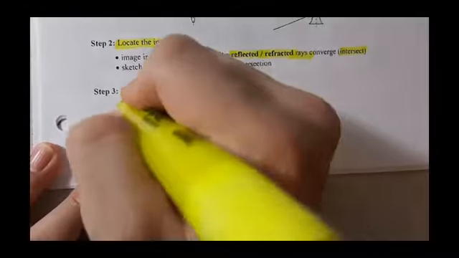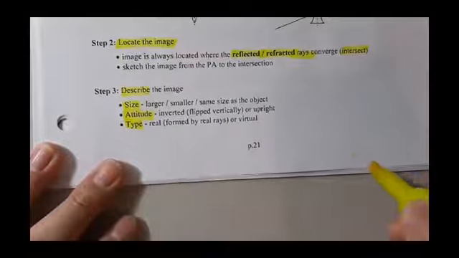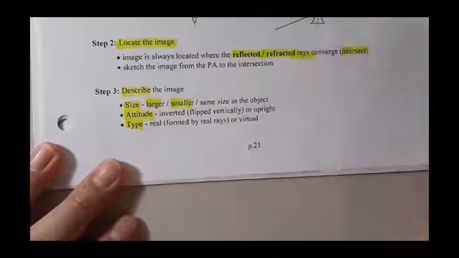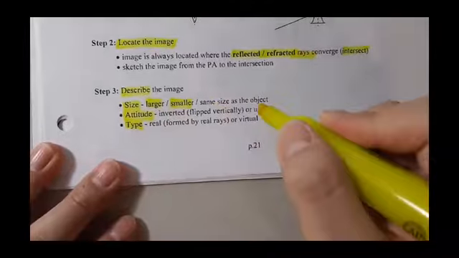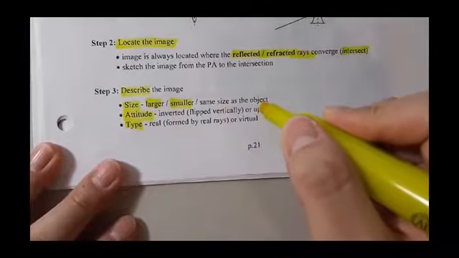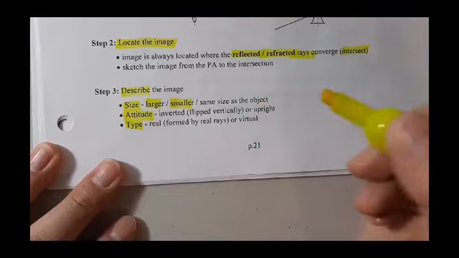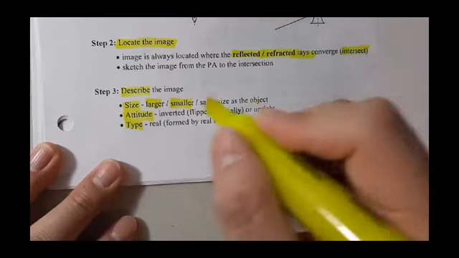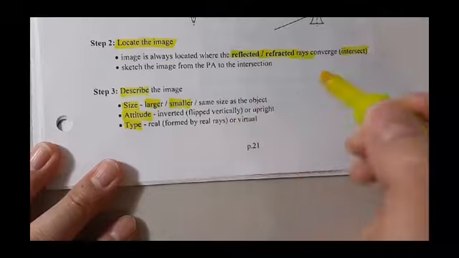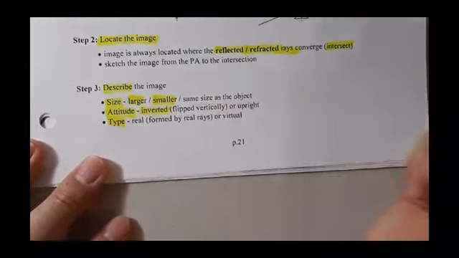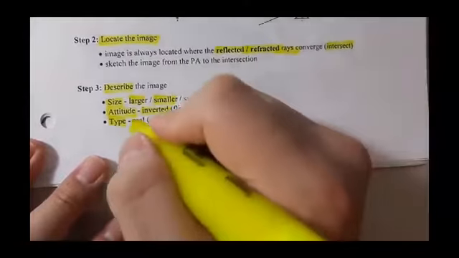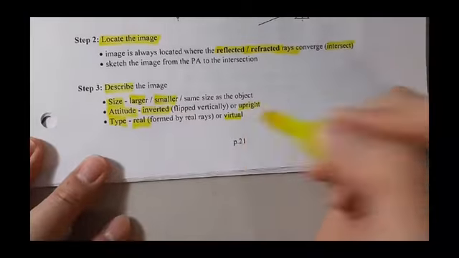And number 3 is describing the image. There are 3 things that you have to answer. Is it the larger size? Is it the smaller size? Is it the same size? Rarely does this happen. Generally it's at the F, but you don't deal with that question a lot. Attitude, which is the orientation: is it inverted or is it upright? Or the type of it: is it real or is it virtual?